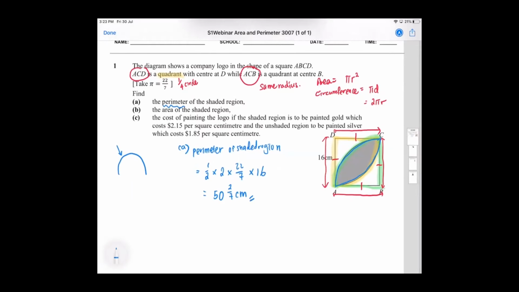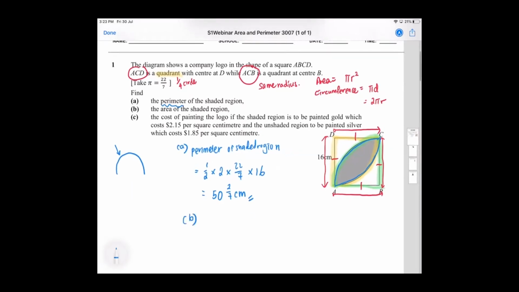Moving on. Part B, area of the shaded region. I think this kind of question appeared in PSLE before. Am I right? Look familiar, right? Circles question. This kind of question, like the half leaf. You all like to find the half leaf, and after finding the half leaf, you find one full leaf.